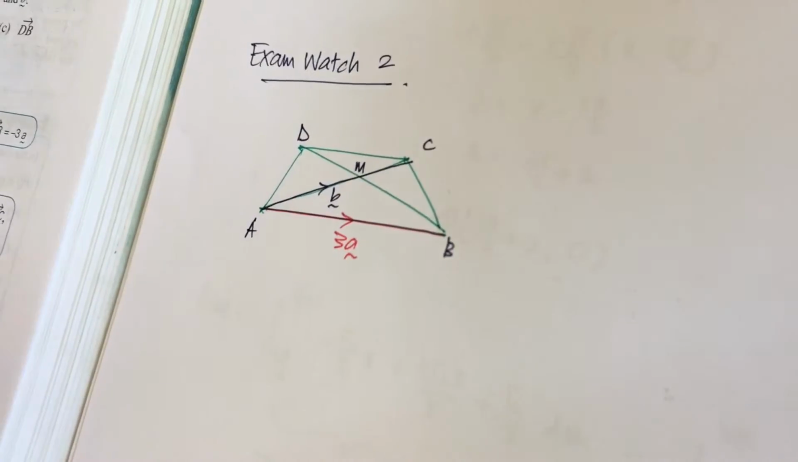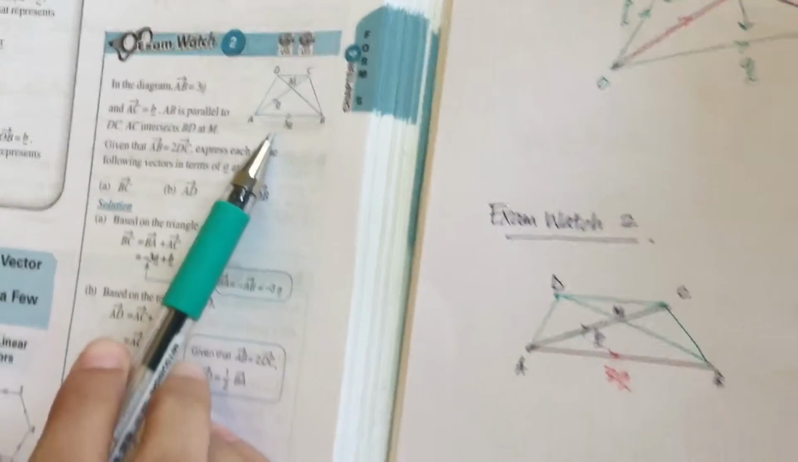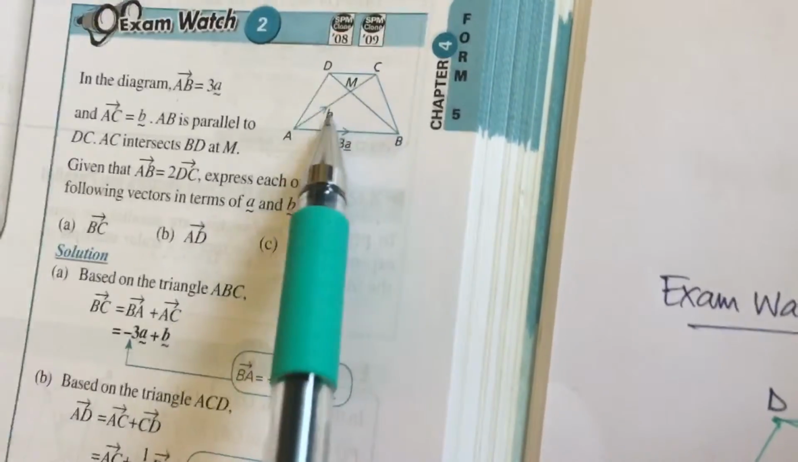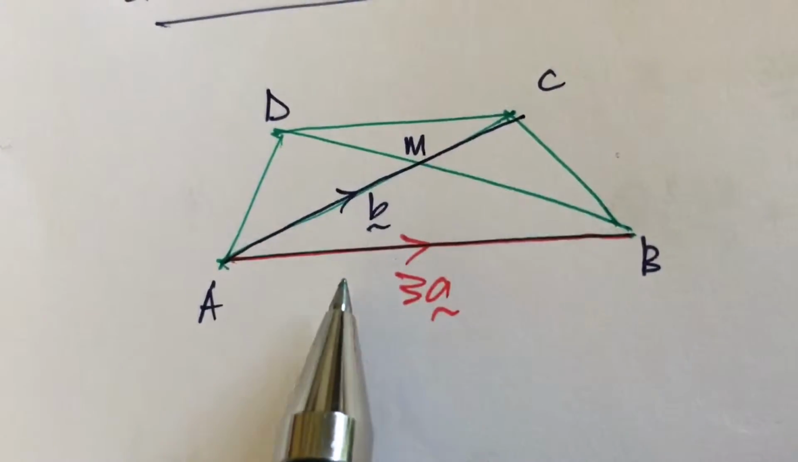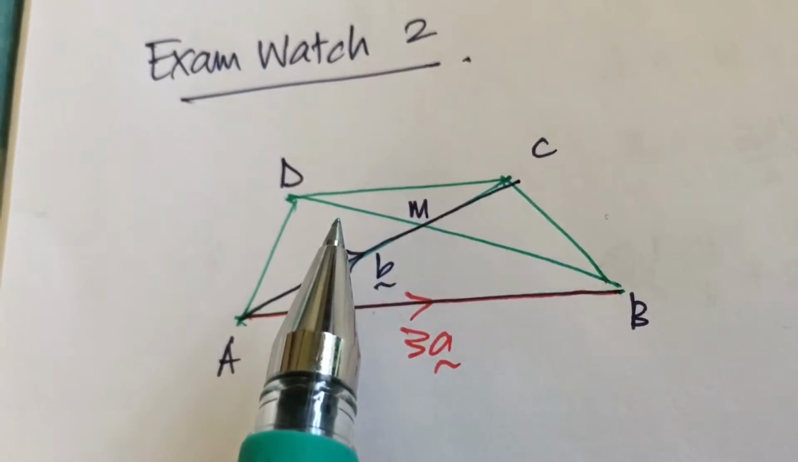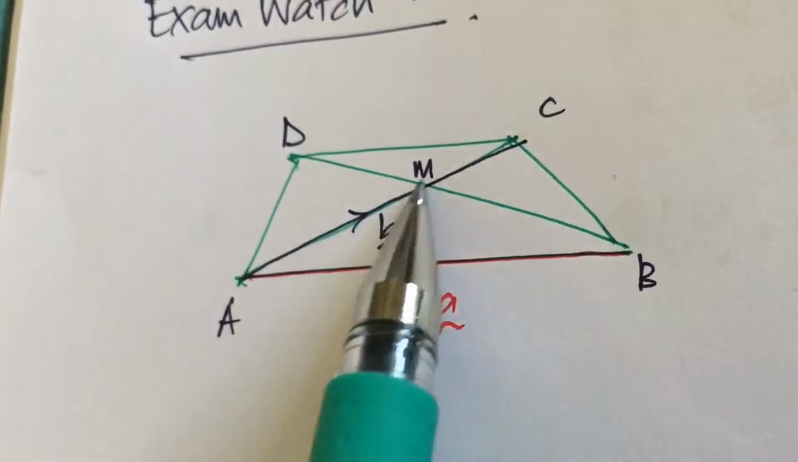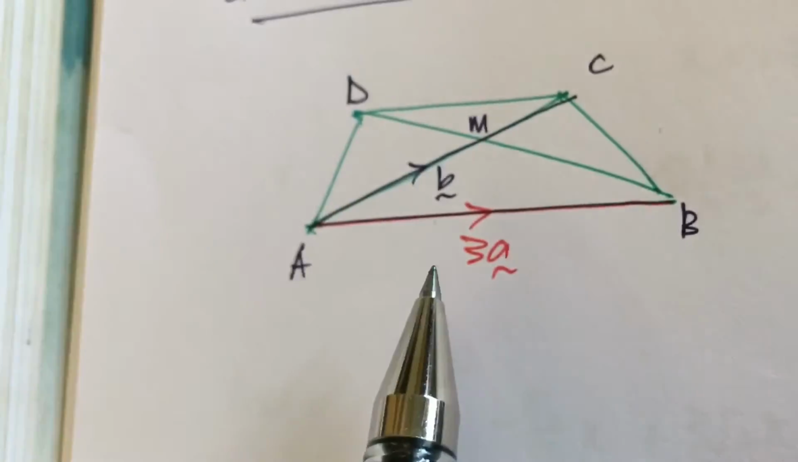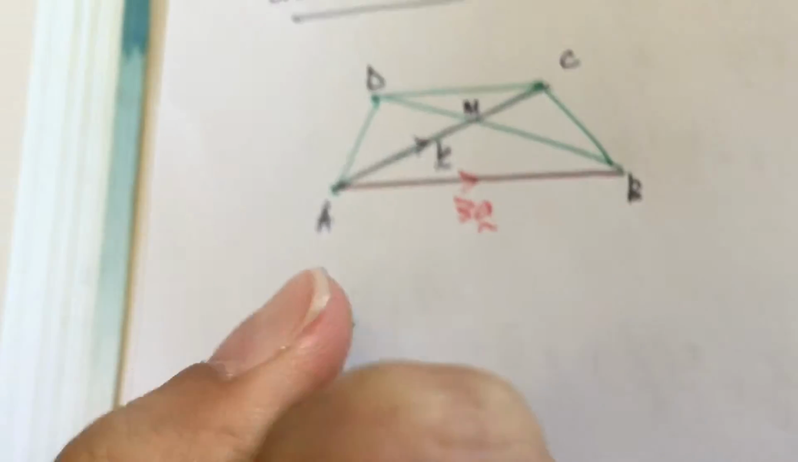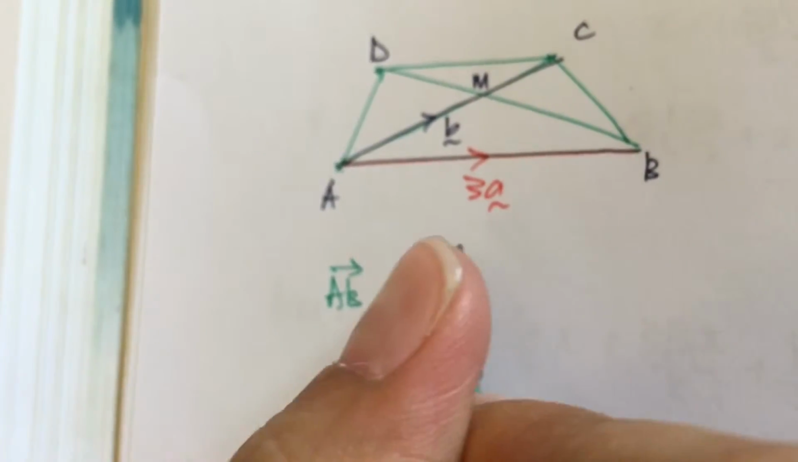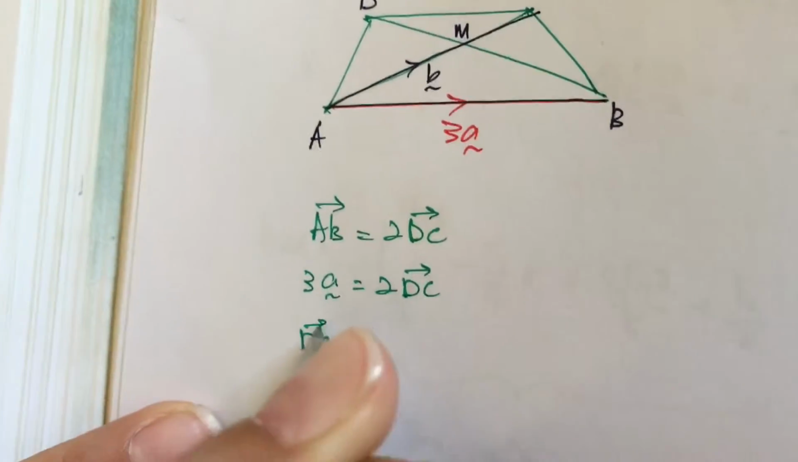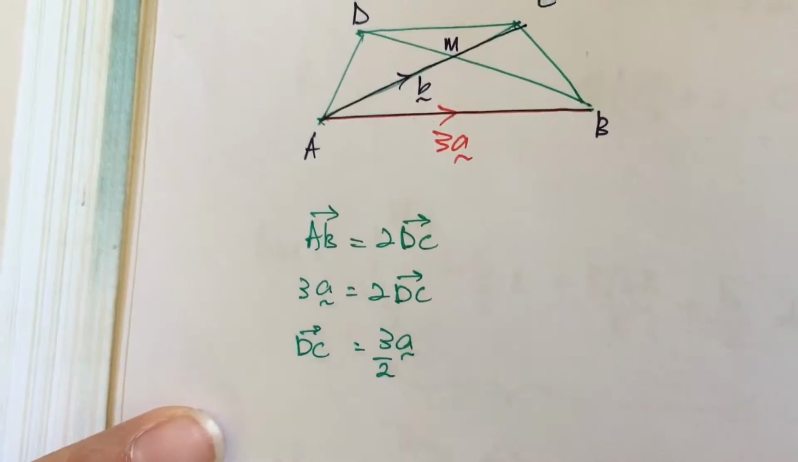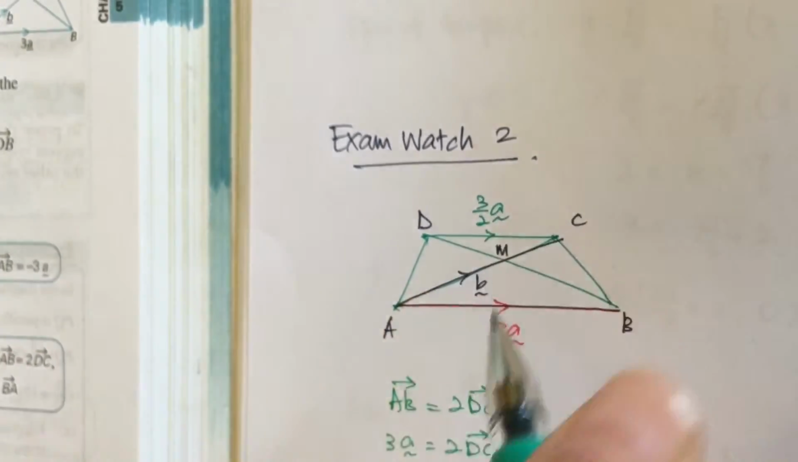Okay, the question says AB is 3A. Can you see that? AB is 3A, and AC is B. I purposely put another color so it's easier for you. And then they say AB is parallel to DC. These two lines are parallel. And AC and BD intersect at M. These two lines intersect at M. And then AB is 2 times DC. Because I already know AB is 3A, that means DC is 3A over 2. So D to C, we put 3 over 2 A.